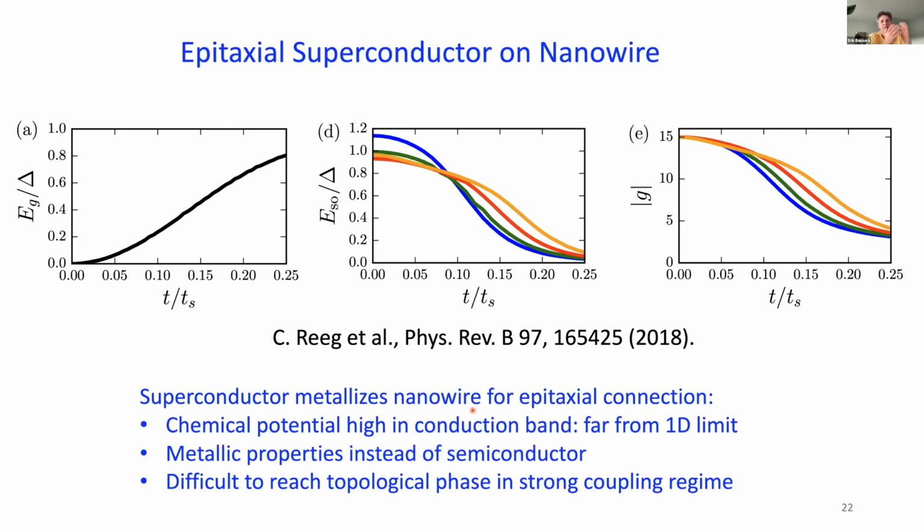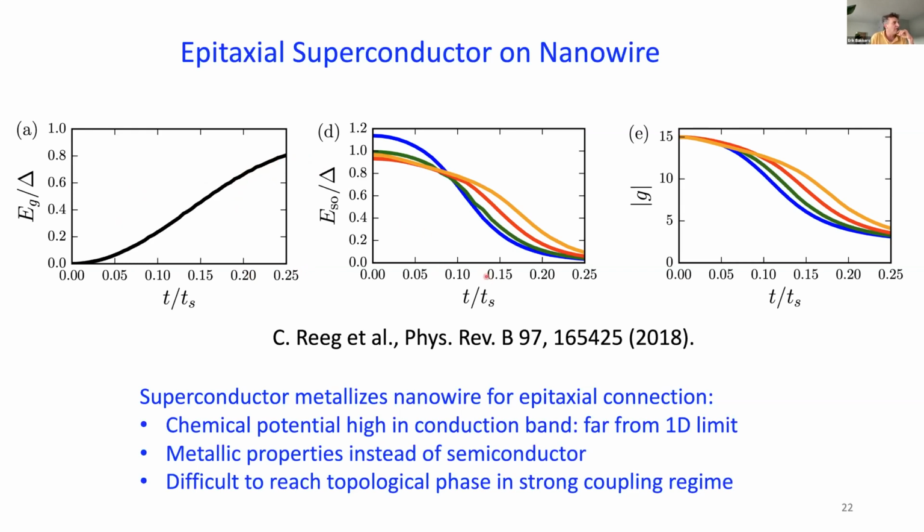And secondly, in these systems where people have grown the superconductors epitaxially on the semiconductor, we are in this strong coupling limit. We know that by looking at the induced superconducting gap in the semiconductor. This is a graph where we have this induced gap as a function of this coupling parameter. What we find in these experiments is that the induced gap is of a very similar size as the bulk gap of the superconductor. So that means that we must be above 0.2 in this graph.